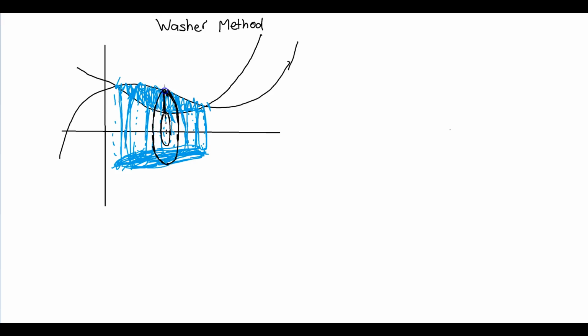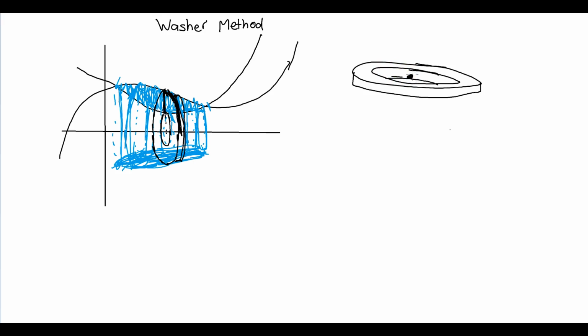So this is how your washer looks. In case you don't know what a washer looks like, it's like a little donut hole. So this is your washer. And what is the volume of this washer? To find it, you might realize that it is the volume of a big cylinder.